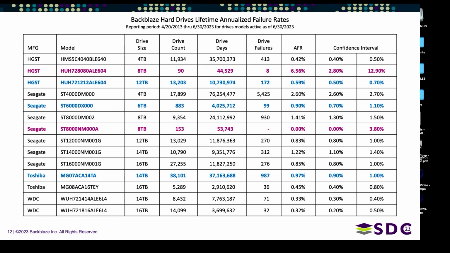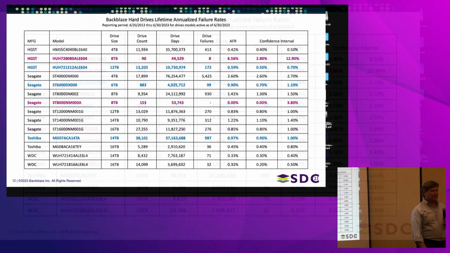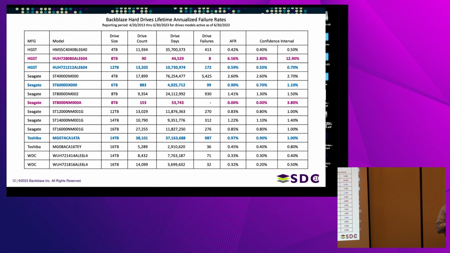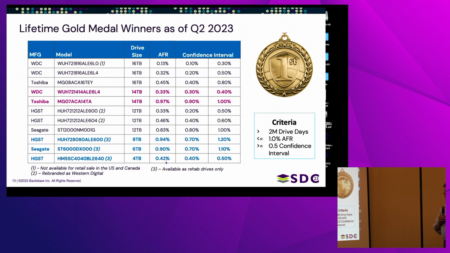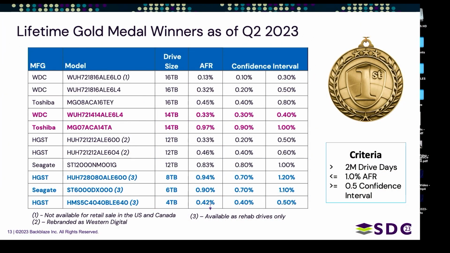One of my favorites is the 6 terabyte Seagate. Looking at 0.4, 0.9, those things never fail, but pretty good drives. And just for the fun of it, I make up a list, and sometimes I publish this, of the best drives because some people want it. So you can see the 16 terabytes. The criteria is more than 2 million drive days, the AFR is less than 1%, the confidence interval is 0.5 point. So these are pretty solid numbers all the way around.